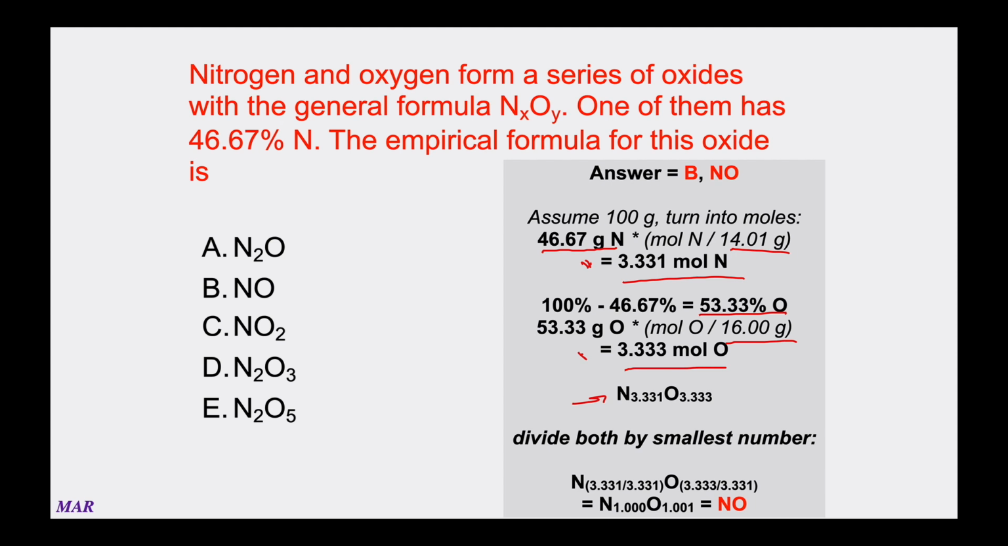Now, this is just the empirical formula. There is another step we'll talk about in a little bit where you can go from empirical to molecular formula, but this is the process, all right? If you have mass percentages, you first assume 100 grams, turn them all into moles, compare the moles to find the empirical formula. So this process works really, really well.